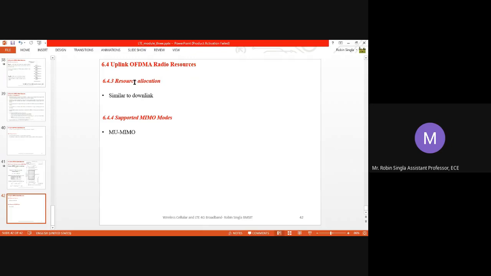Similarly, resource allocation is also similar to downlink. And for supported MIMO modes, there is one difference. It supports only multi-user MIMO. Okay. That is the only difference between downlink and uplink.